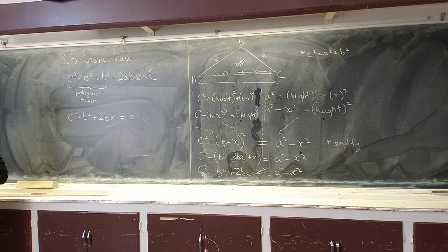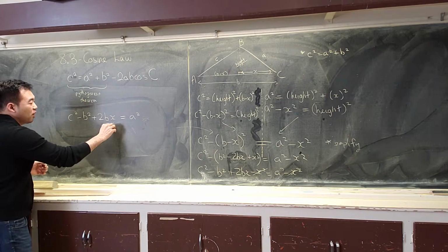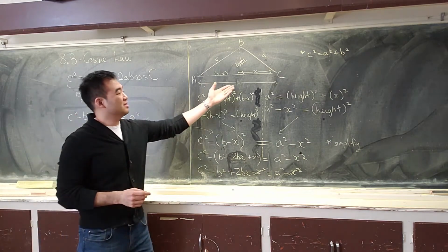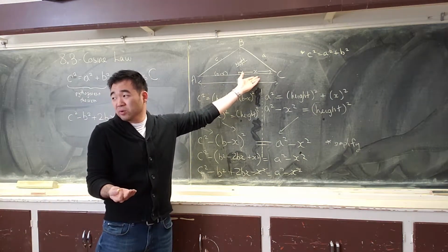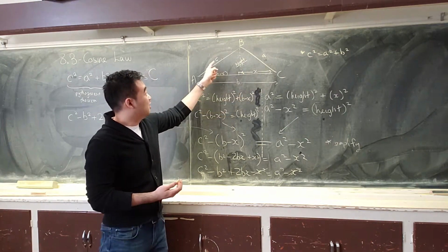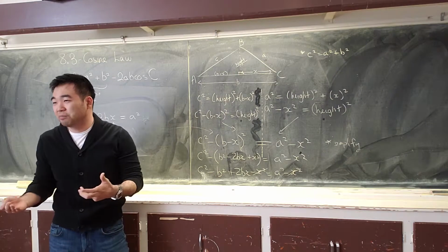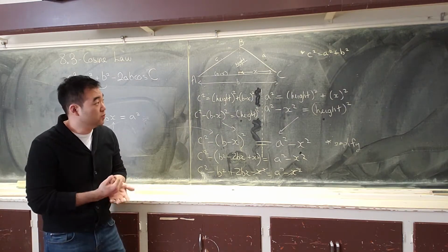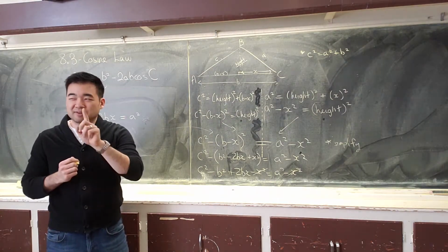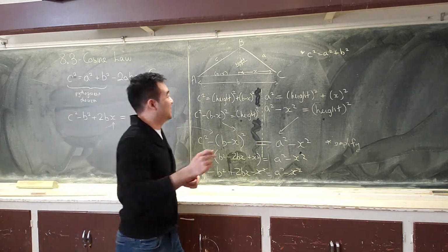What's not so nice about it? The 2bx looks a little funny. In fact, I don't want the x there because it's some random number that I don't even know. If this was a question in a test, they might give you side lengths, but they don't give you little pieces like that. It's never going to be the case. So, what can we do about it? This is where the cosine comes in. This is a little bit of the creative side.